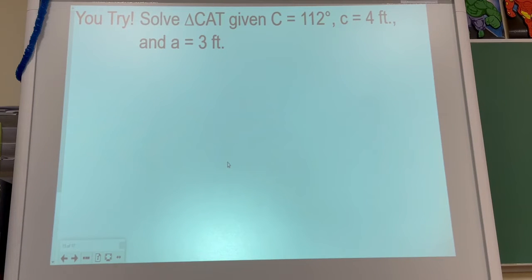All right, give it your best shot. Solve triangle CAT given. Angle C is 112 degrees. Side C is 4 feet. Side A is 3 feet. Pause, come back, check your work, and then you guys are going to finish up with a Desmos activity before you roll out. And of course you'll have homework. What were you thinking?